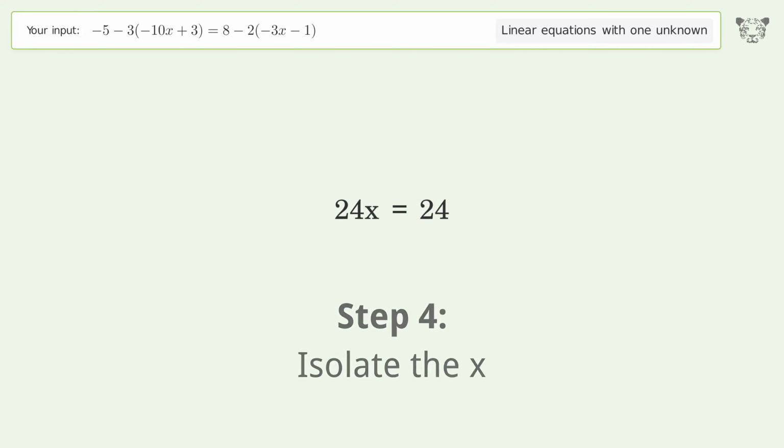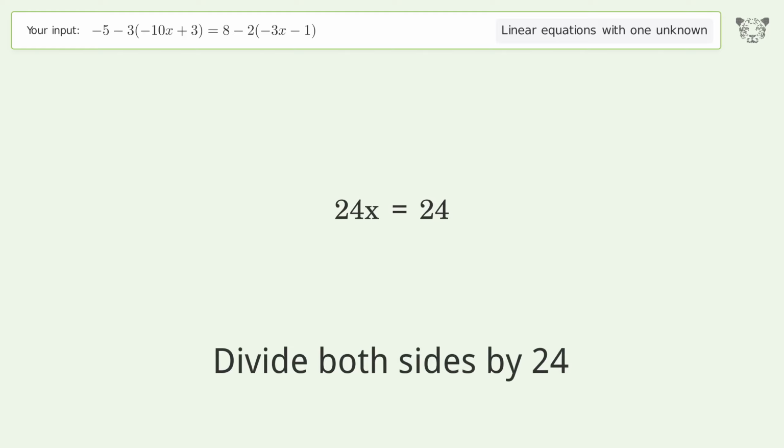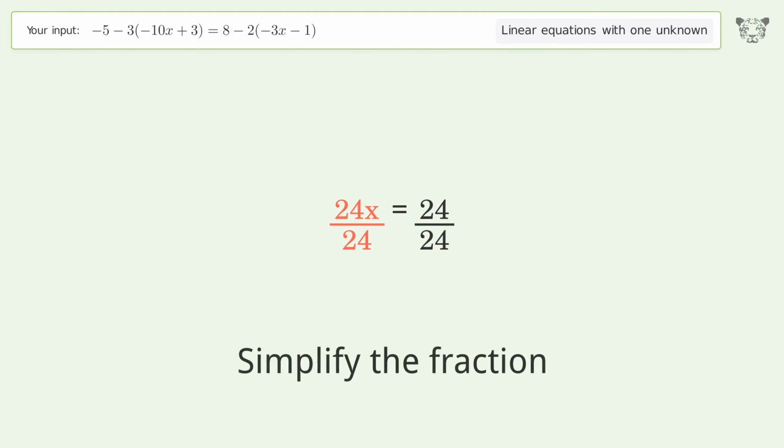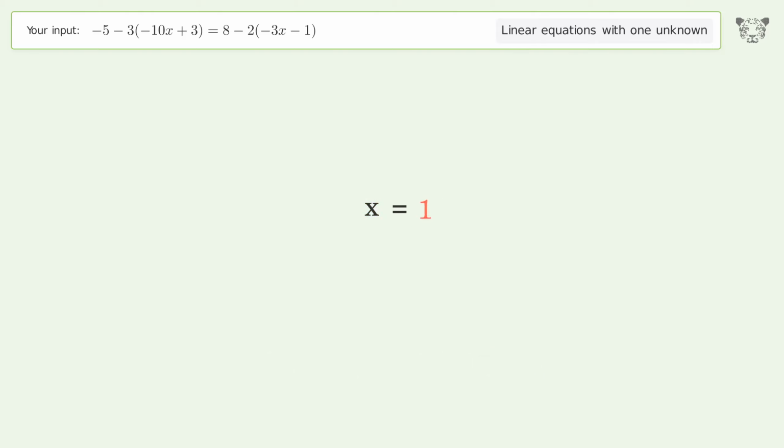Isolate the x. Divide both sides by 24. Simplify the fraction. And so the final result is x equals 1.